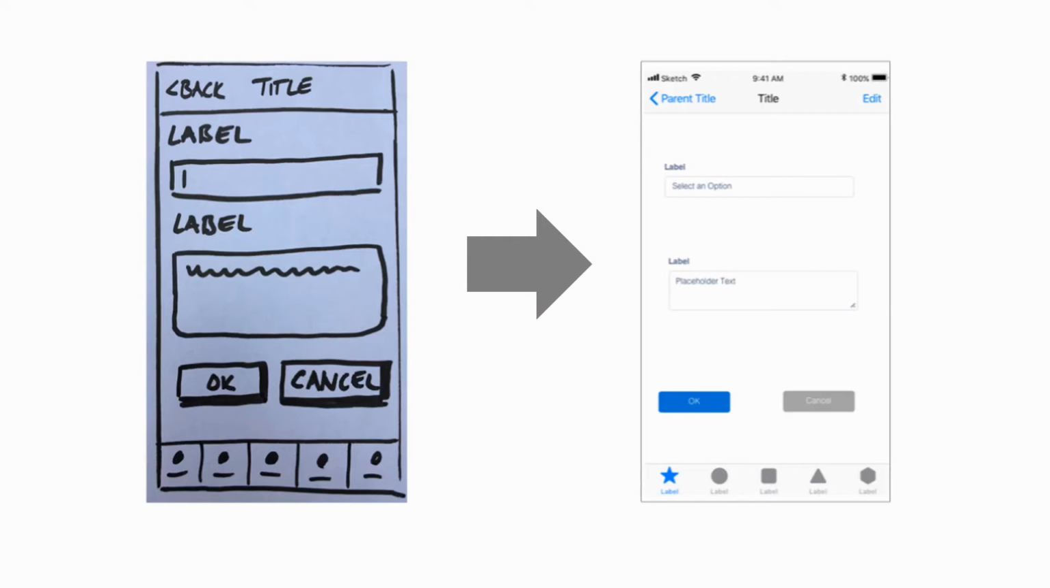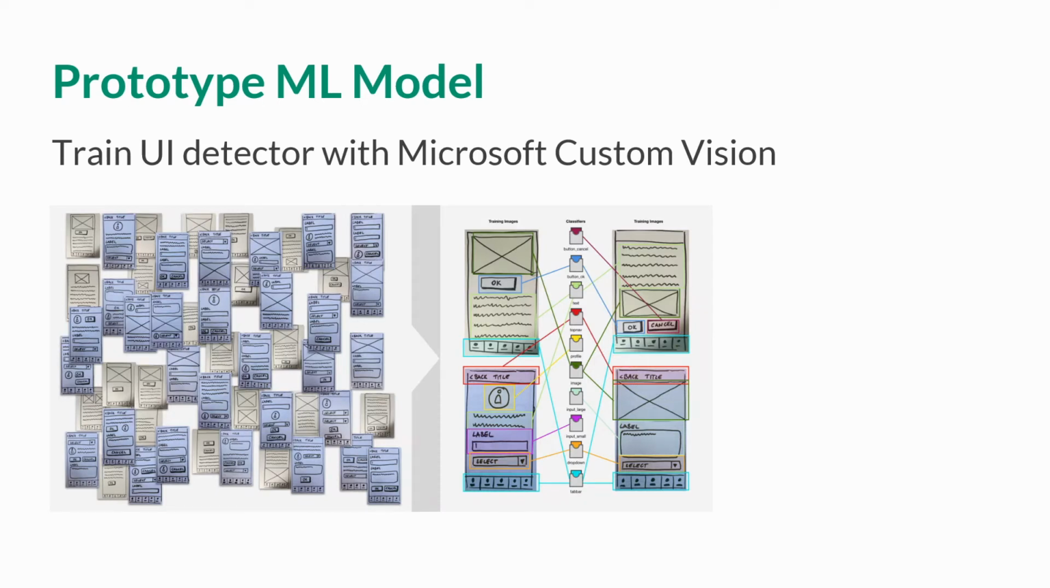So you start with a sketch on paper and you want to translate it into a digital wireframe. And so we developed a prototype to be able to demonstrate that. And for prototyping this model, we trained a UI detector with Microsoft Custom Vision, which is an API where you can upload images and label them as shown here. And we used this with a bunch of sketches that we created.